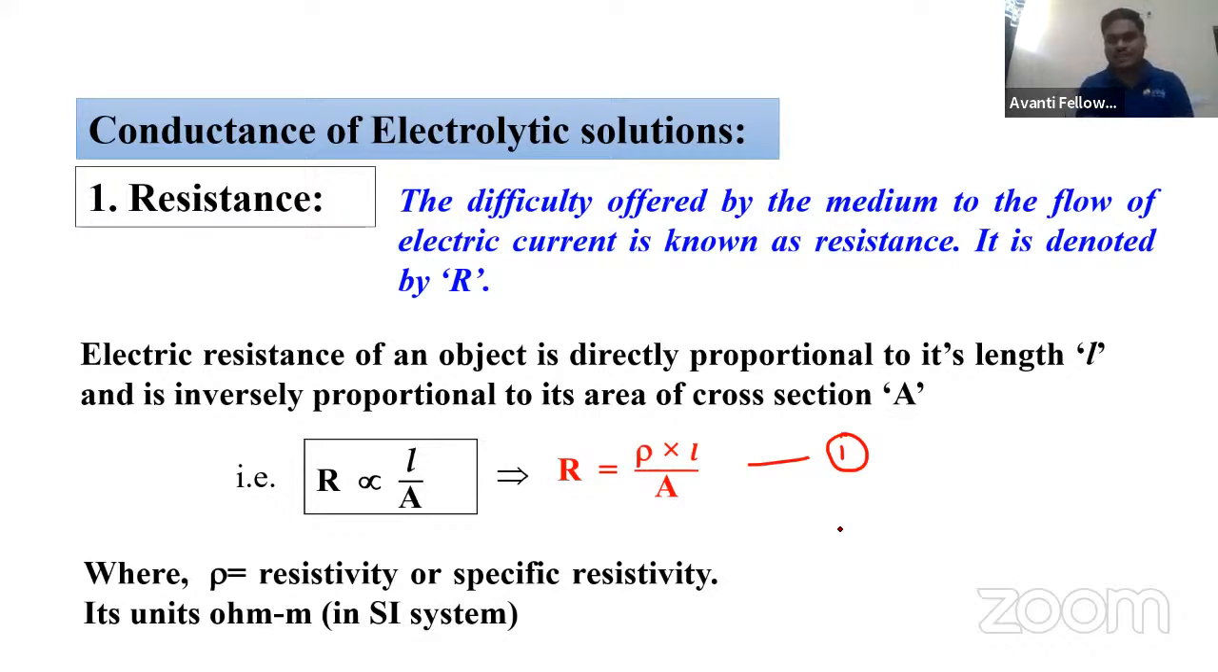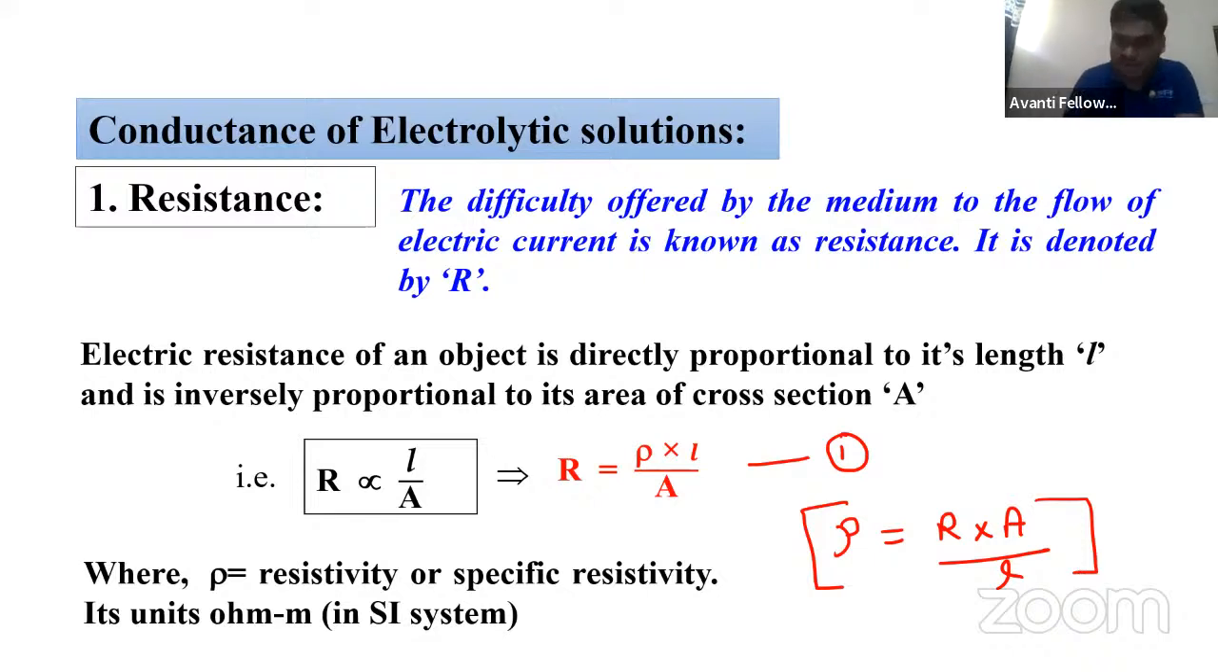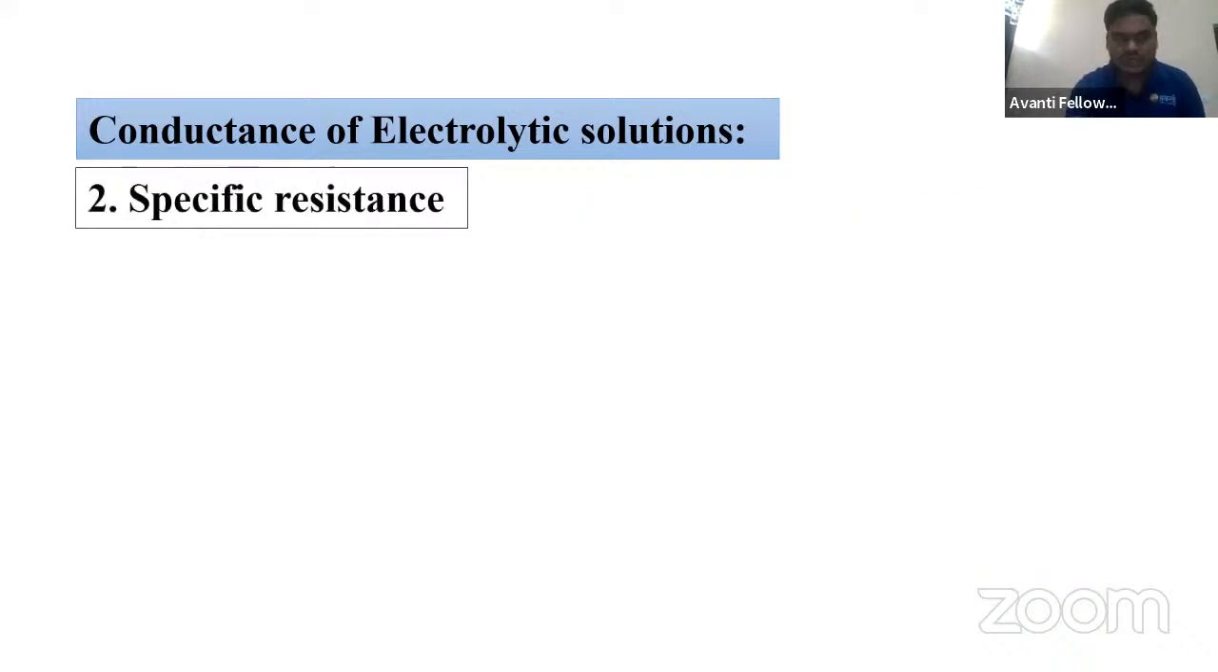From this formula itself, we can also derive the value of rho. Rho comes out to be R into A divided by L. So the formula of specific resistance, or resistivity, is also derived by using this formula only. That is, rho is equal to R into A by L. Is this clear to everyone? Resistance, okay.